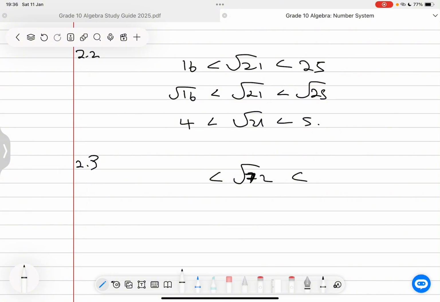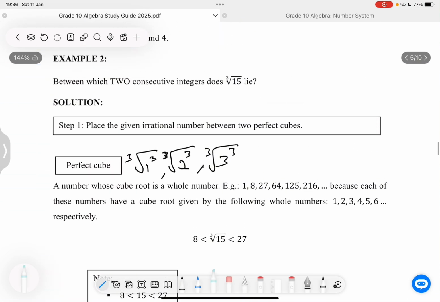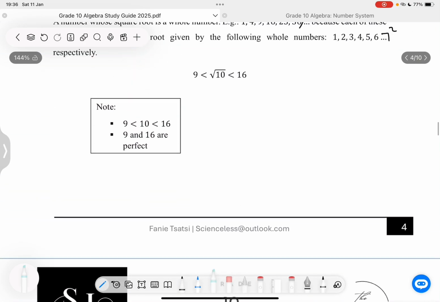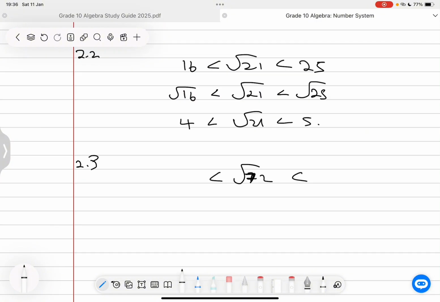Now, if these numbers are getting big, and because here they say you should not use a calculator, I would suggest that you either memorize these perfect squares as I've explained them here, or you can construct them by multiplying each of these whole numbers by themselves, squaring them, and finding the one that is closest to the number that you are looking for.